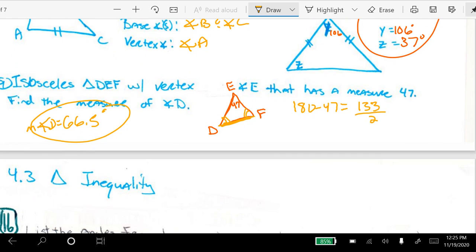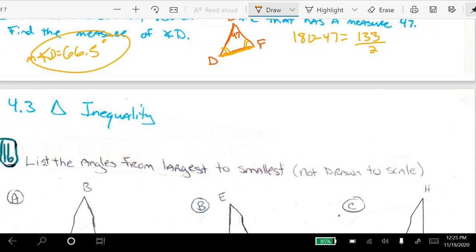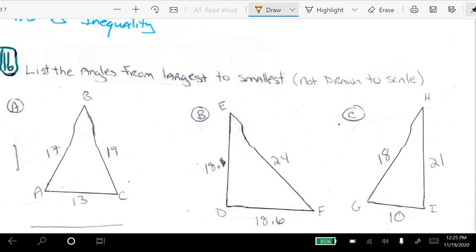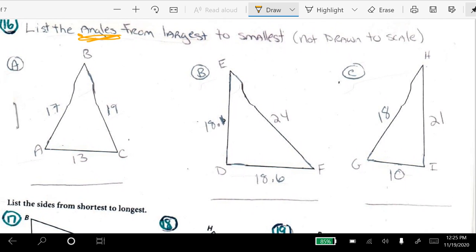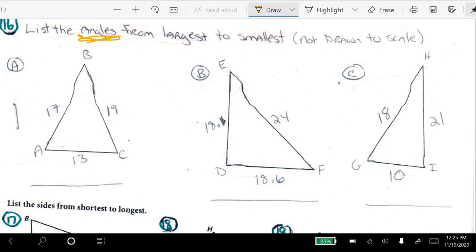All right, excuse me. The next section was the triangle inequality. Well, I don't know what happened with this scan. It's a little wonky, but let's see. It says to list the angles from largest to smallest. We need to focus on the longest side, because opposite the longest side is the largest angle. So here's our long side. So that means angle A is first. That's our biggest angle. Then we have 17. Opposite 17 is angle C, so that's going to be the middle angle. And then lastly has to be B.